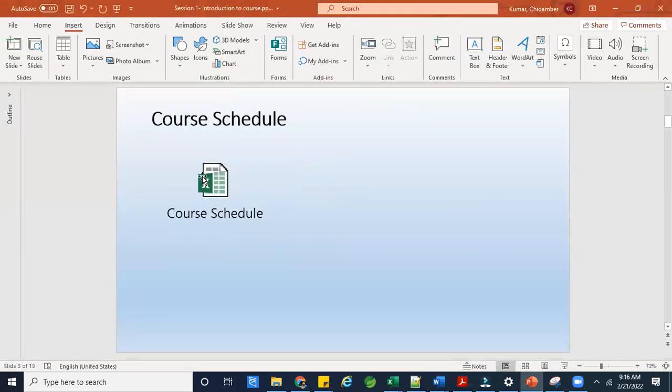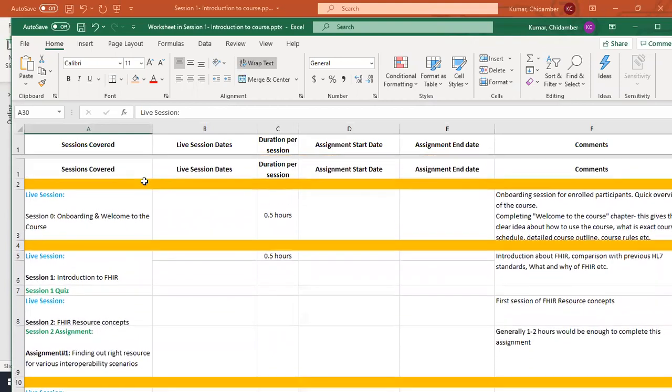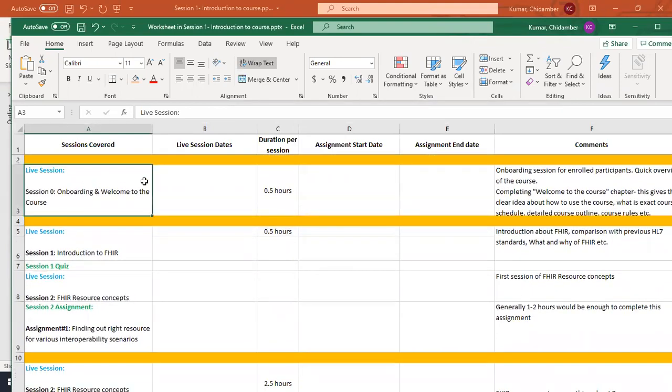And this is a course schedule. This is basically something I have designed for myself, and I'll give you a quick idea about how different topics will be covered day by day. Again, if FHIR is new to you, you might not be able to relate to these kinds of topics.